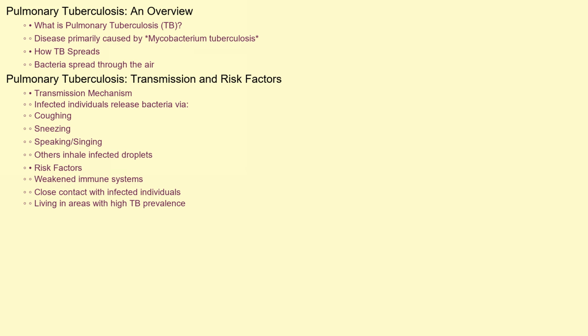These bacteria spread through the air when a person with active TB disease coughs, speaks, or sings. When someone inhales these droplets, the bacteria can reach the lungs and initiate an infection. While anyone can be infected, certain factors, such as weakened immune systems, close contact with infected individuals, and living in areas with high TB prevalence, significantly increase the risk.